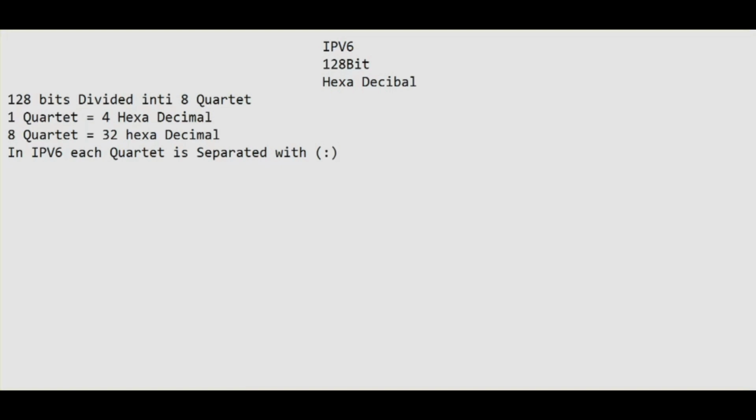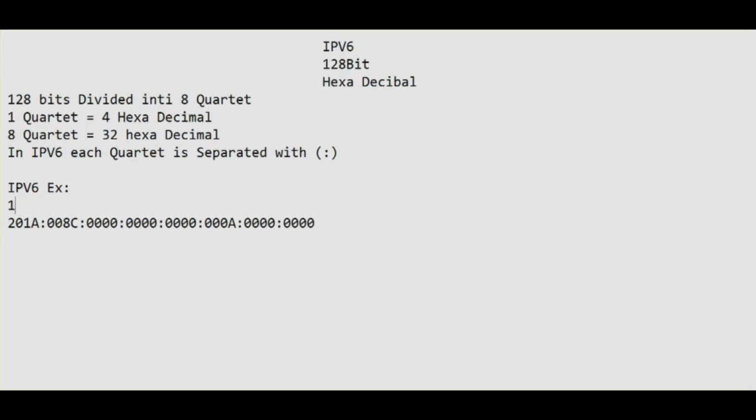So I'll give an example of how the IP address is assigned in IP version 6. 201A colon 008C colon 0000 colon 0000 colon 0000 colon 000A colon 0000 colon 0000. So this is my IP version 6 address.